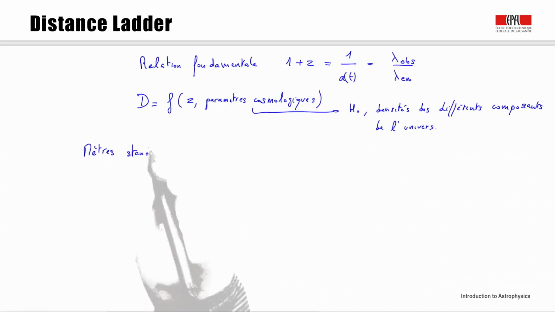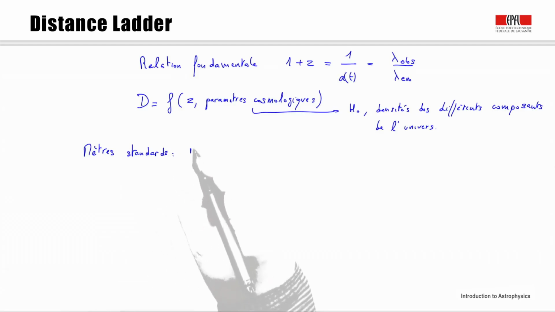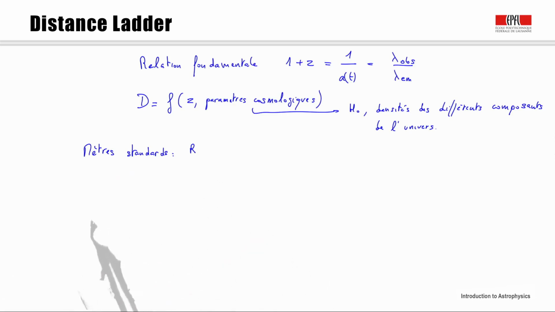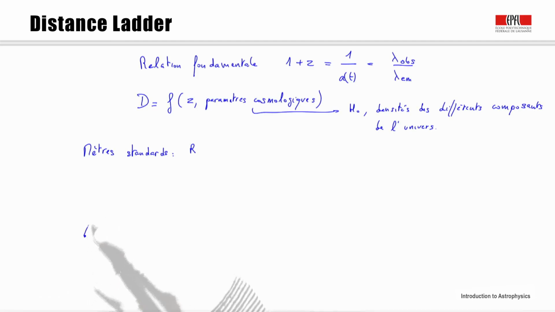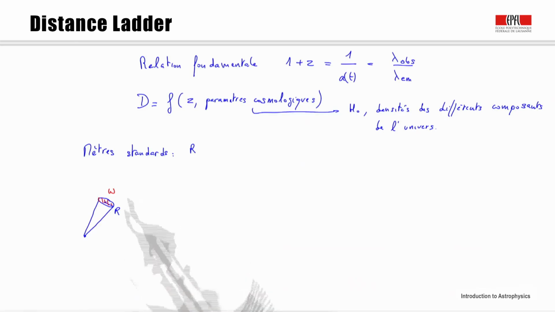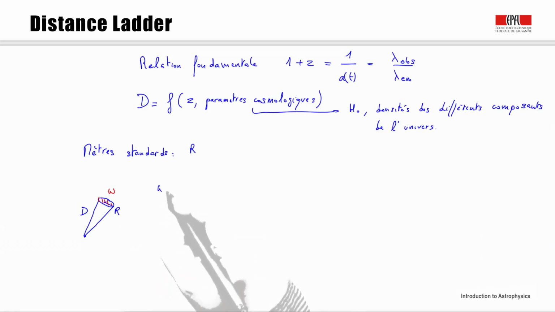For standard rulers, we will suppose that we have an object of which we know the intrinsic radius. And then we observe this object at a given distance, d, from us. And this object will subtend a solid angle. The object has a given radius, which subtends a certain solid angle. It is at a given distance from us, and that is of interest. And we will have a relation between these three quantities. It's simply the relation between the solid angle and the radius of the object.